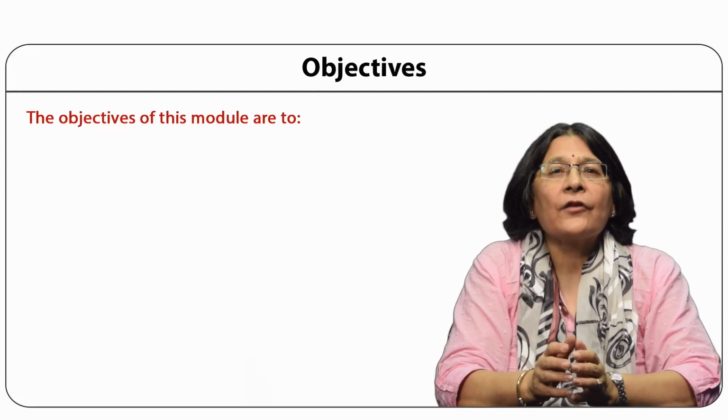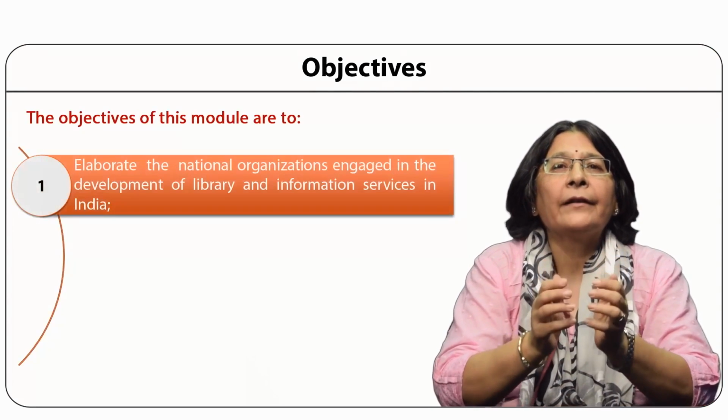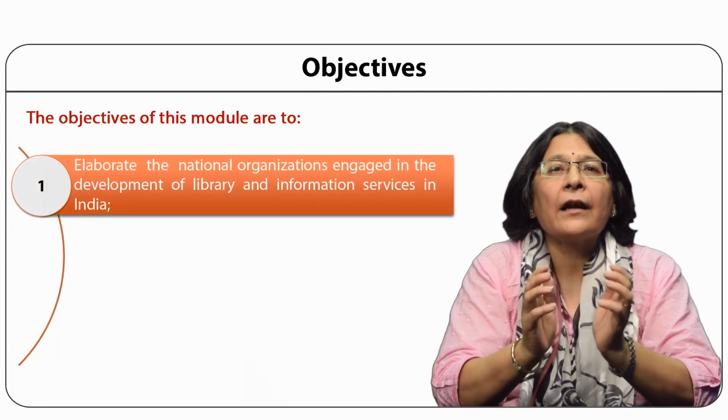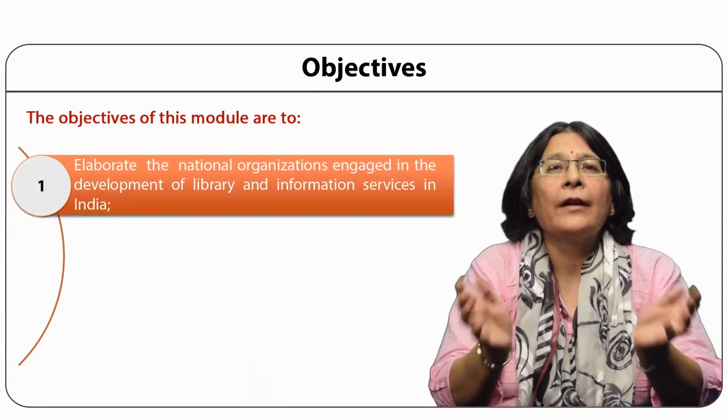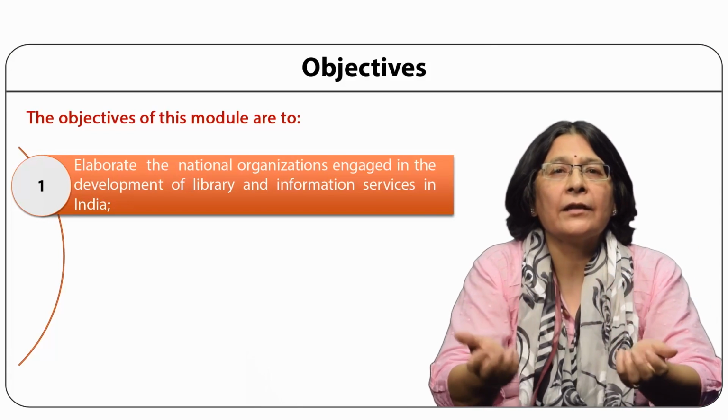These organizations include prominent national documentation and information centers, information systems, and professional organizations with international standing. Also explained are the programs and activities being undertaken by such organizations in promotion, coordination and development of library and information activities. The objectives of this module are to elaborate the national organizations that are engaged in the development of library and information services in India.